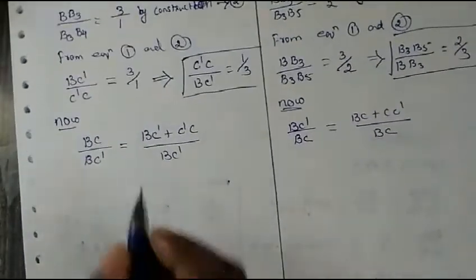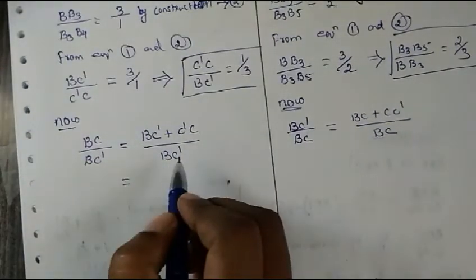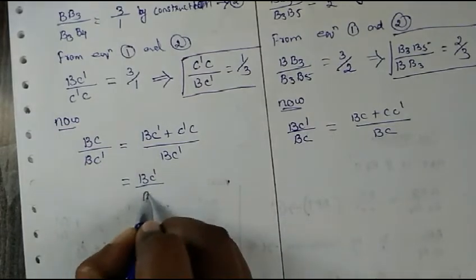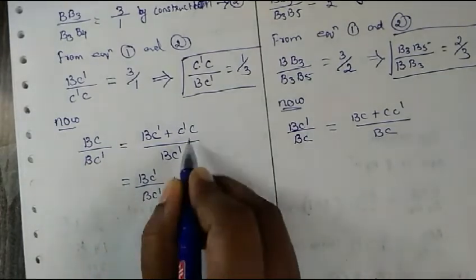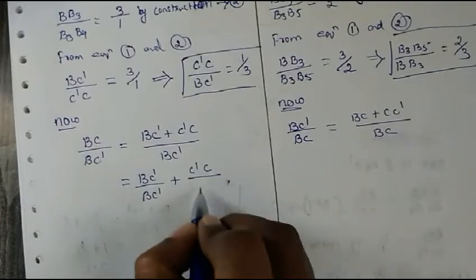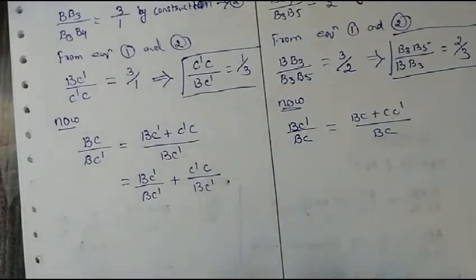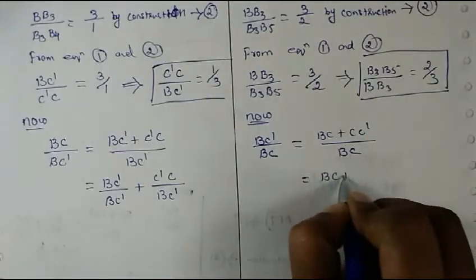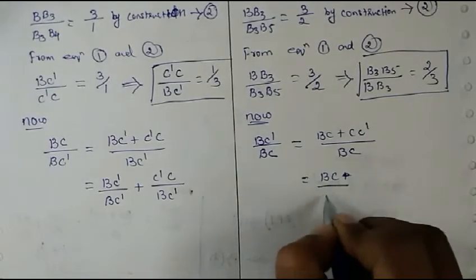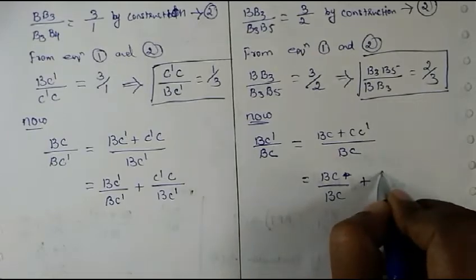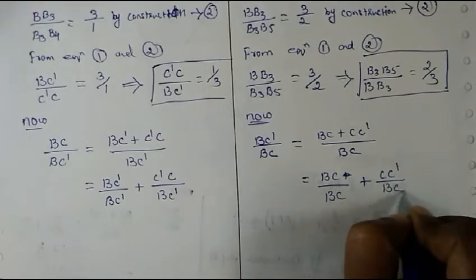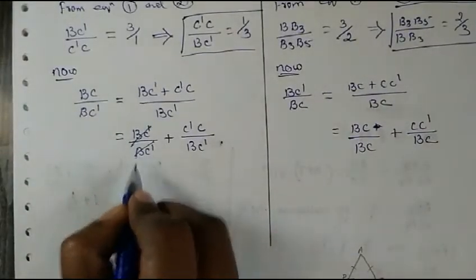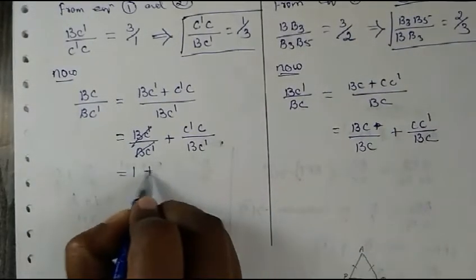Okay. So now just see the calculation part of it. Now can we write it separately? BC dash upon BC dash plus C dash C upon BC dash. So same way you can write here also separately. BC upon BC, then plus C dash upon BC. Okay. So now you see these two get cancelled. We will have 1 plus.